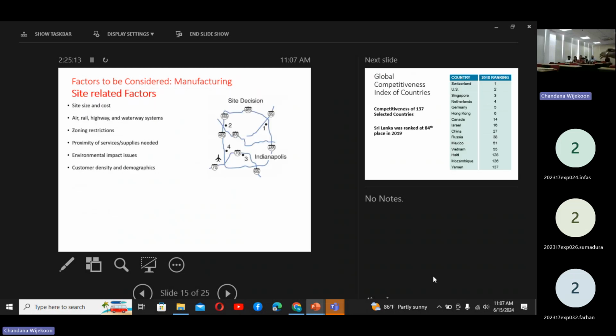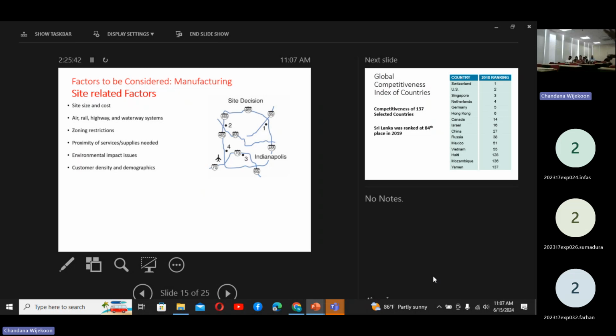And then once they have selected the country, within the country they need to look for a specific site. We call this selecting sites. And for that, certain factors are important. Some of them are mentioned here. We call them site-related factors. Within a country, one specific site. Right.